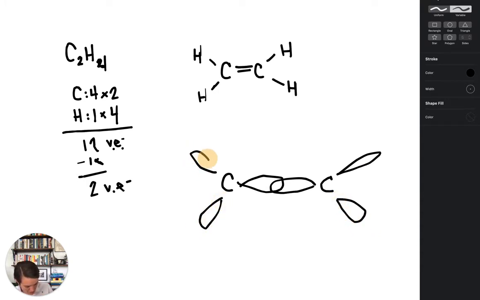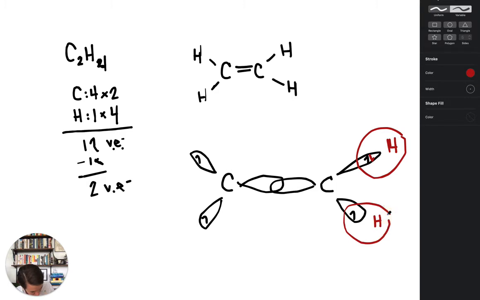Sorry, my internet is really slow, so I apologize for the lag here. It's making my normally pristine drawings a little less so. All right, so here we go. So then we have our hydrogens. Sorry about that.